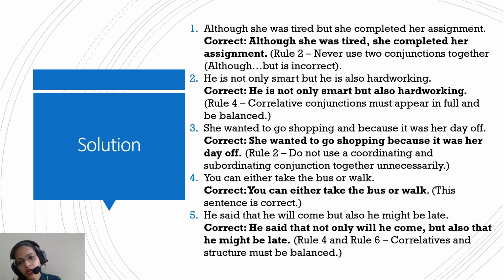Although she was tired, but she completed her assignment. We did this, it was the last rule. Although she was tired, she completed her assignment. We do not need but with although. Okay. We do not use two conjunctions together.